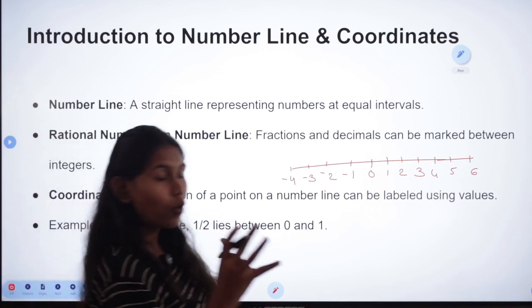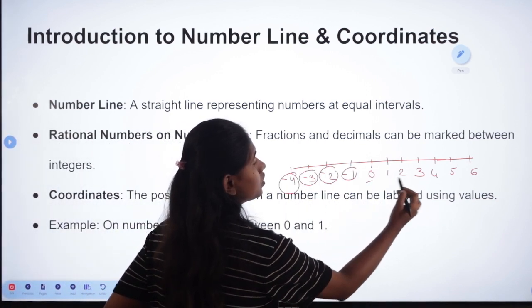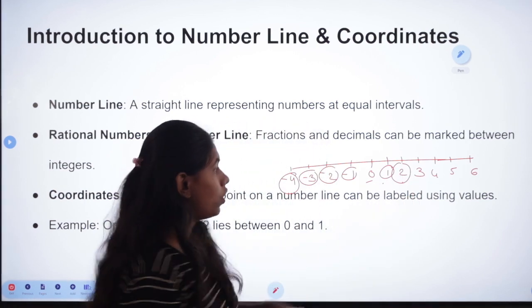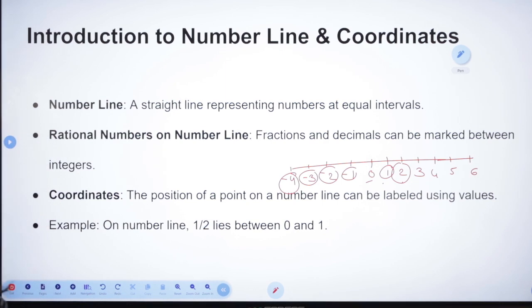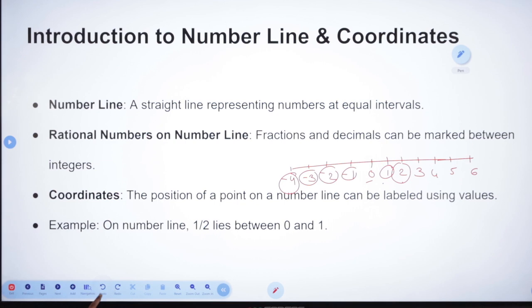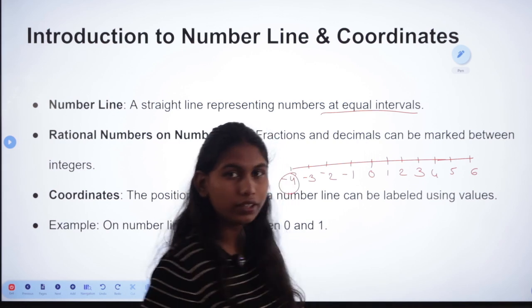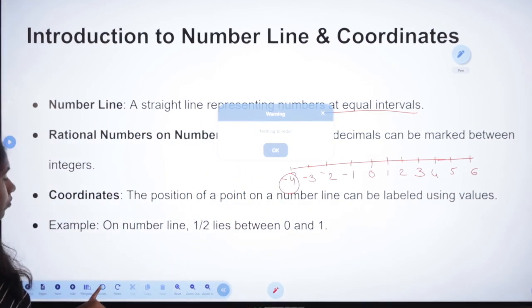coordinates. Now what is meant by coordinates? The point, the numbers. Like 1, this is one coordinate, this is 2, this is another coordinate. So these are all the coordinates and this is what the number line is. Now a straight line representing numbers at equal interval.